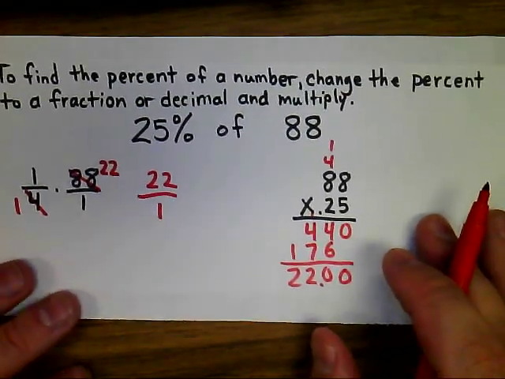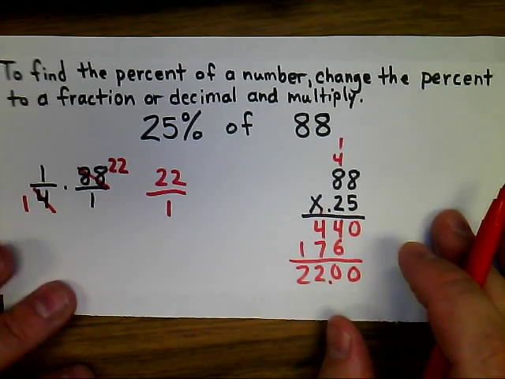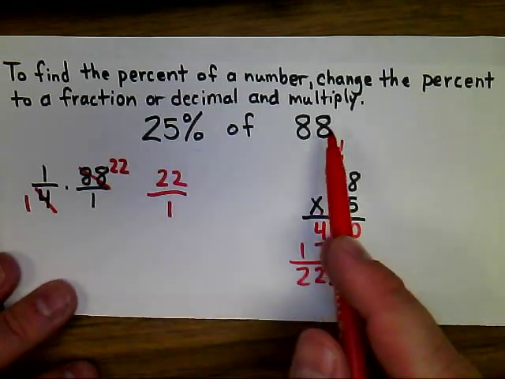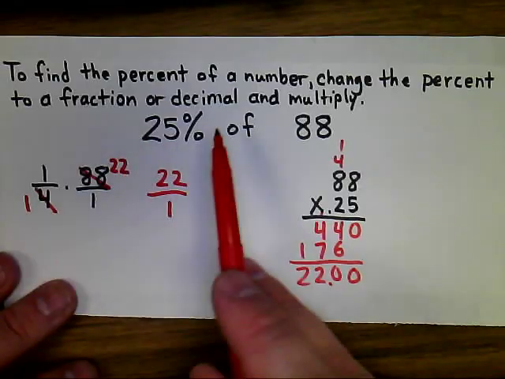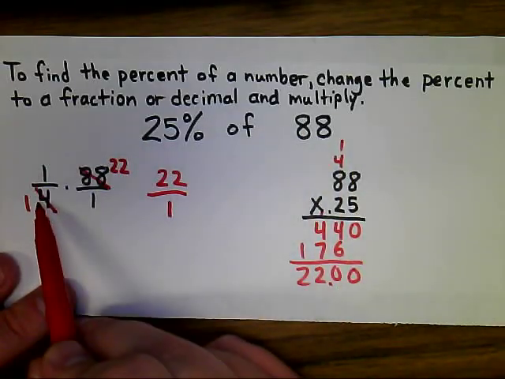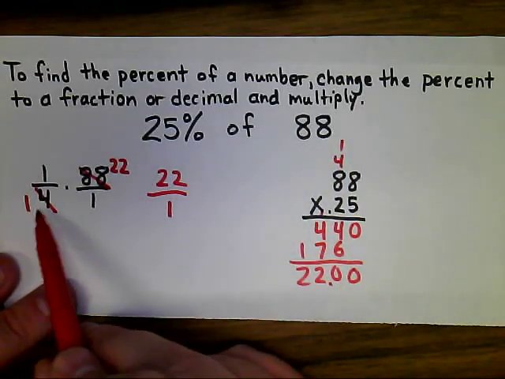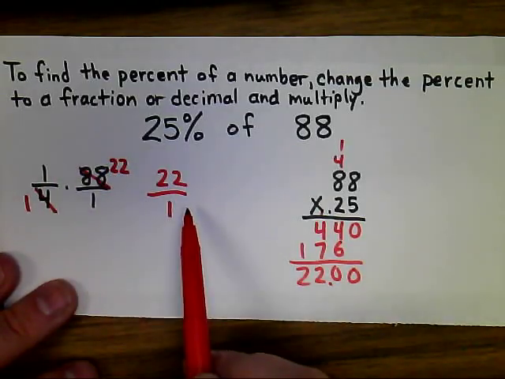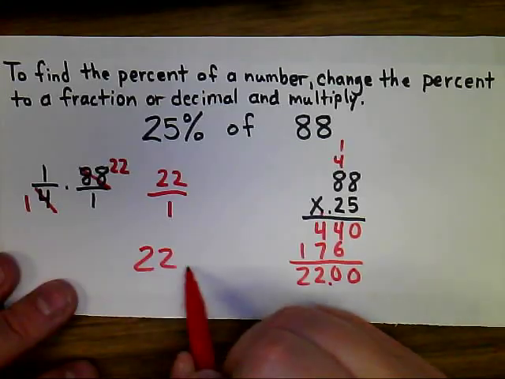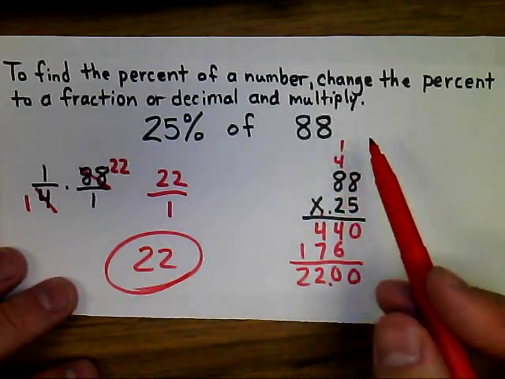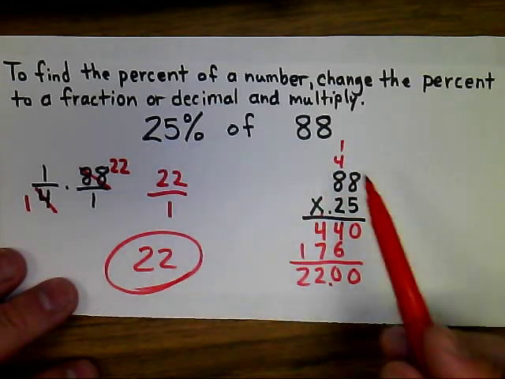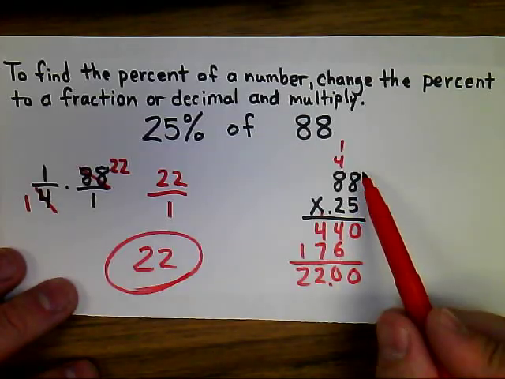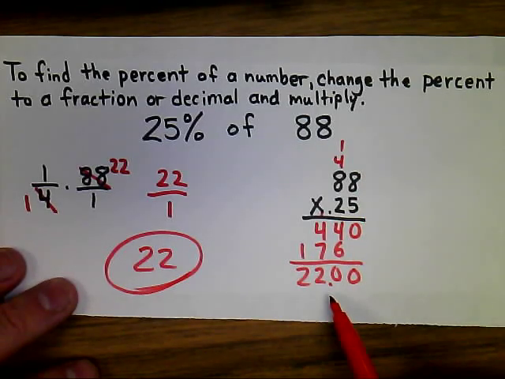Okay? Now, the other methods we talked about to find the percent of a number: you can change the percent to a fraction or decimal and multiply. So this same exact problem could be solved two different ways. 25% of 88 could be changed to 1/4 times 88 over 1. You can see the cross-canceling I did. 1 times 22 is 22. 1 times 1 is 1. The correct answer would be 22. That same answer could be solved by changing that 25% to 0.25. And 0.25 times 88 also equals 22.